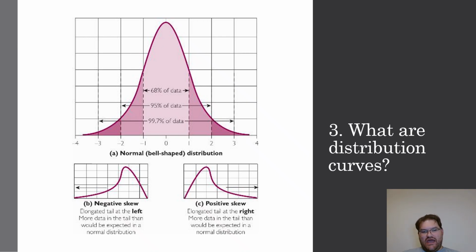If you look at B, that would be a negatively skewed distribution. The elongated tail at the left means more data in the tail than would be expected in a normal distribution. We have positive skew, where the elongated tail is at the right, with more data in the tail than would be expected in a normal distribution.